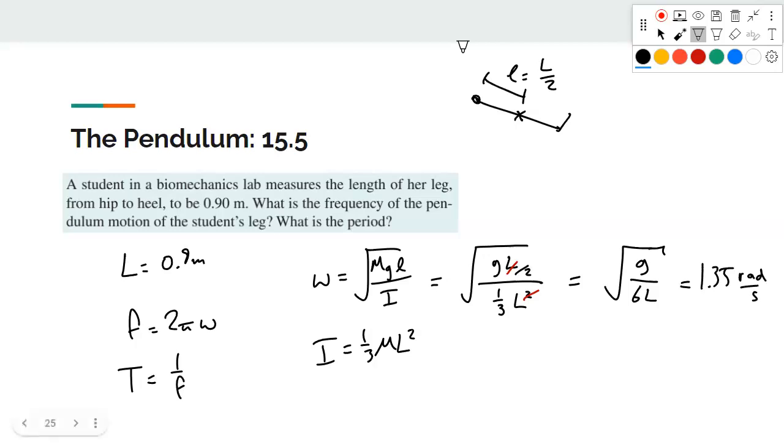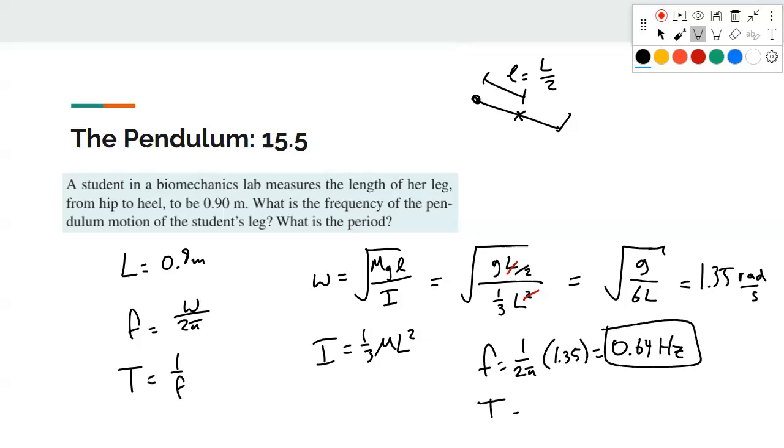So 2 pi times that for the, I wrote this formula the wrong way, huh? The frequency is omega over 2 pi because omega is radians per second. We want cycles per second, so we need to cancel the radians. So if we do 1 over 2 pi times what we just got, that 1.35, we get a frequency of 0.64 hertz. That's one of our answers. And then we can just invert that and get a period of 1.6 seconds.